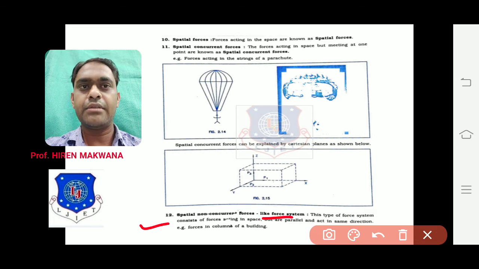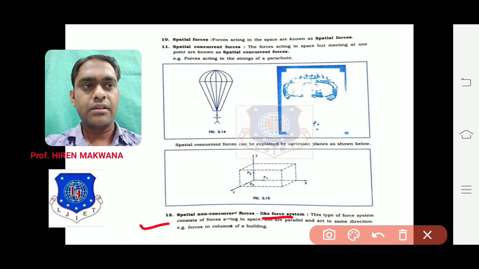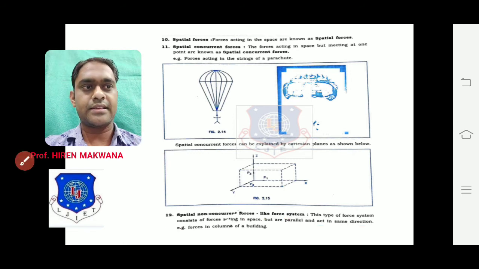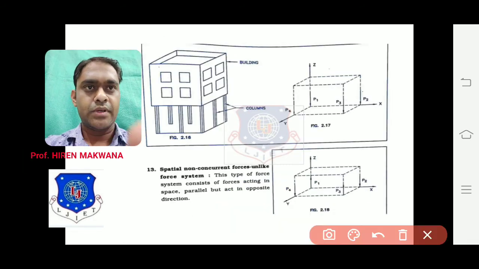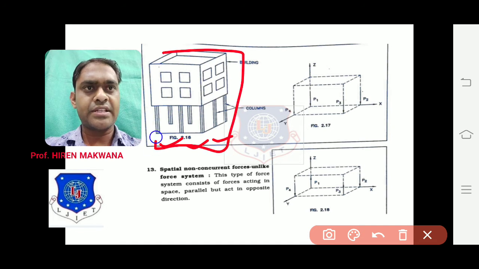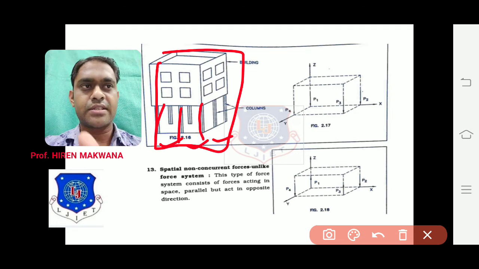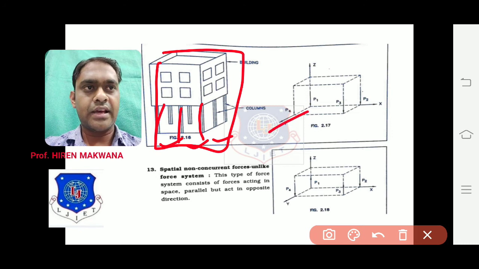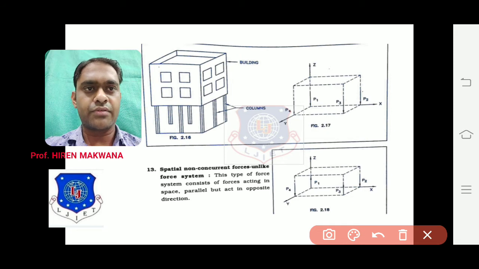Next one is spatial non-concurrent forces. Spatial means acting in space, but non-concurrent means not intersecting. We will check in the next figure. They are acting in space but are non-concurrent. Let us see, this is the system. In this, there is a building which has a number of columns. This is the plane itself, but one force is acting like this. The load is carried by this column. So a number of forces are not intersecting. See, they are in different directions. So these are known as a spatial but non-concurrent force system.